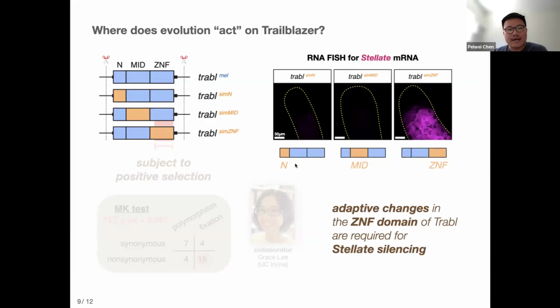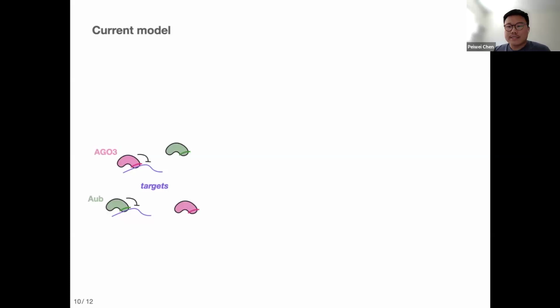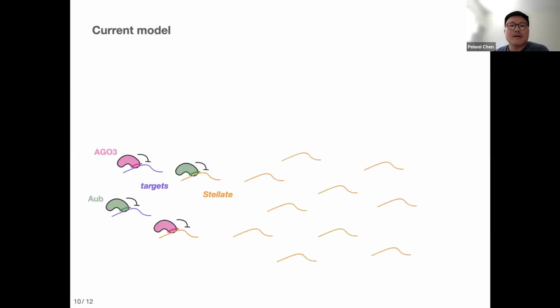Now, putting everything together, we think ancestrally, when stellate first emerged, through the innovation of a new piRNA that can recognize stellate, the conserved pioneer pathway protein machinery was able to recognize and suppress stellate. But the selfish stellate gene family underwent a radical copy number expansion, producing extremely abundant transcripts that ultimately surpass the silencing capacity of the pioneer pathway. We think this is where the Trailblazer protein came in.